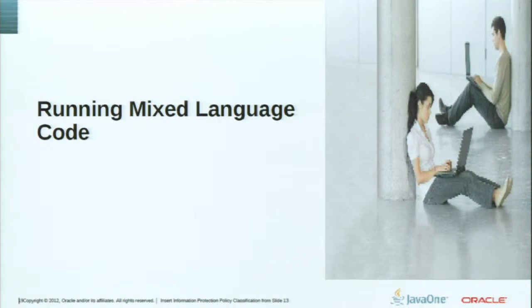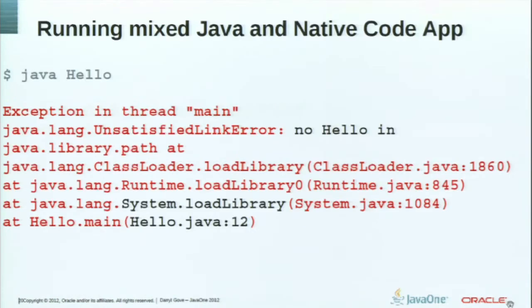Okay, so running it. At this point, we've got a class file and libhello.so that we want to use. So we run hello and it fails. And there's something interesting going on here. You can see from the stack, it's complaining about System.loadLibrary and Hello.java line 12. And that's the line in my code where I said, load the library up.